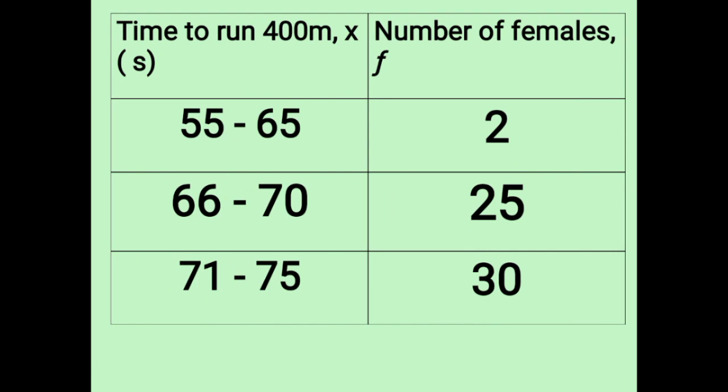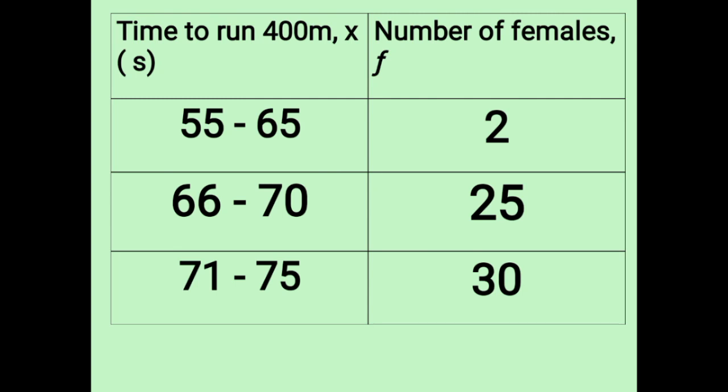As you can see here, this table also shows the time x seconds taken by a random sample of females to run 400 meters. The data of this table are pretty similar to that of the previous table, but here the data has gaps. In the first row, the time is 55 to 65 seconds and then in the second row it's 66 to 70 seconds, where in the previous table it was 65 to 70 seconds.